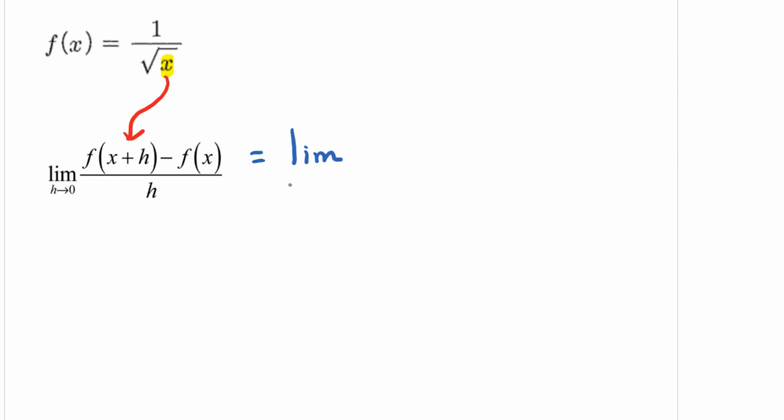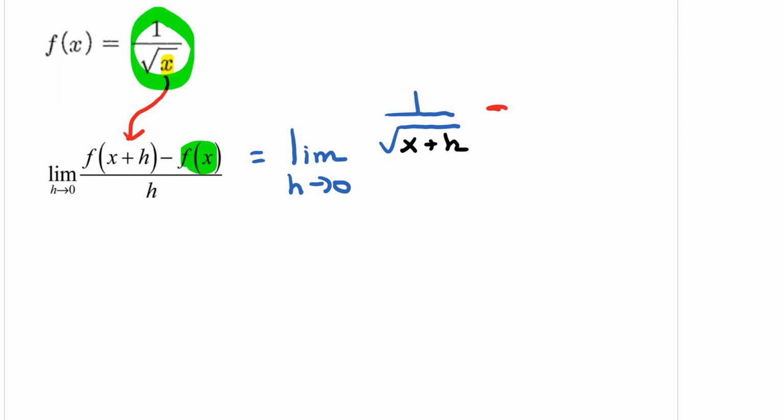The limit as h goes to 0, and I have 1 over the square root of, well, not x, but I have x plus h, and then a minus sign, and then I need to subtract the original function, and this is my original function right there, so that's 1 over the square root of x, all divided by h.